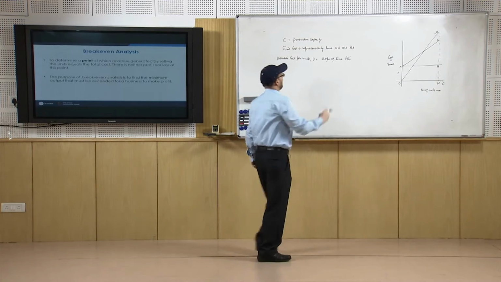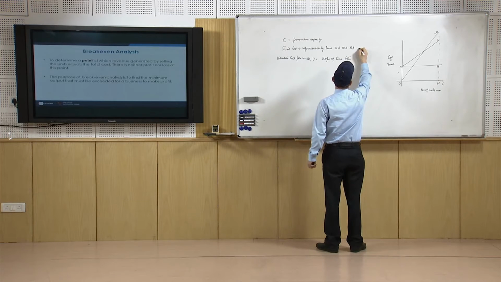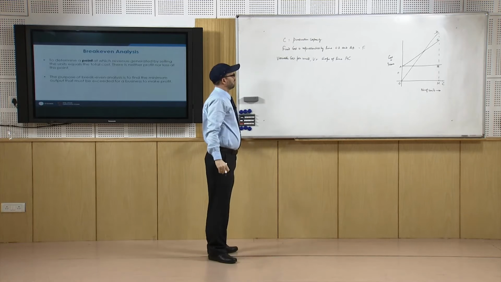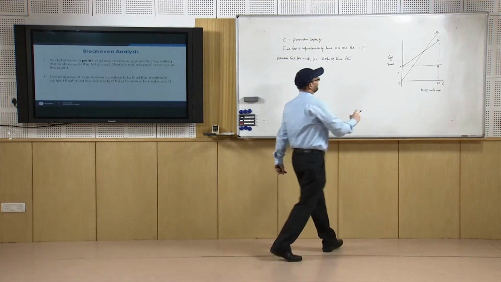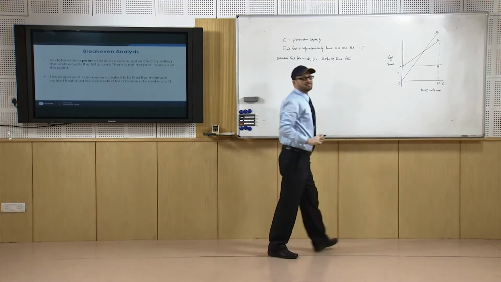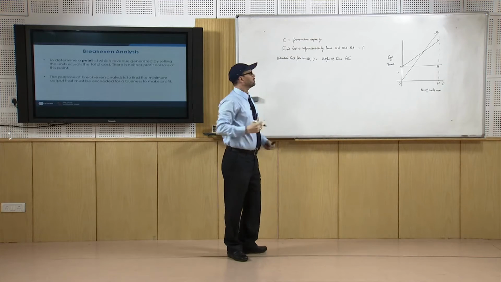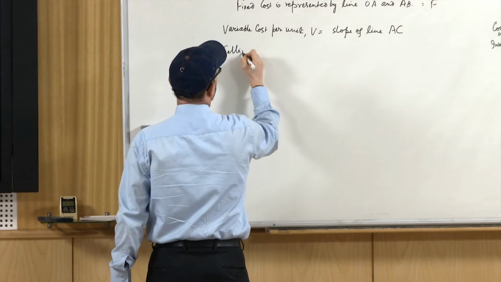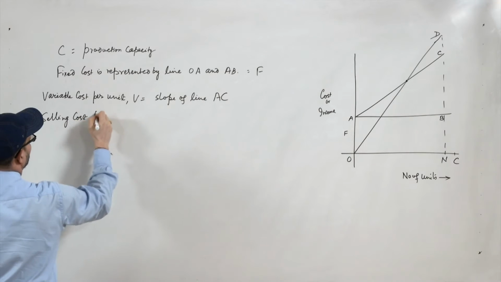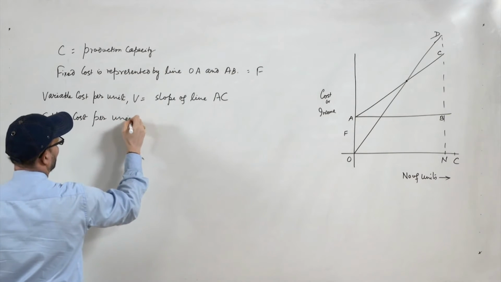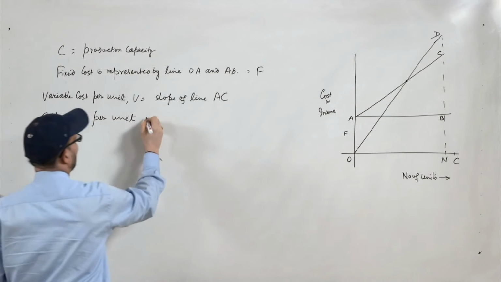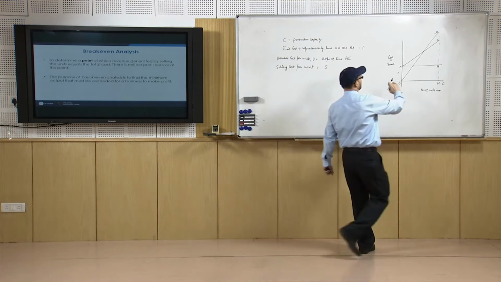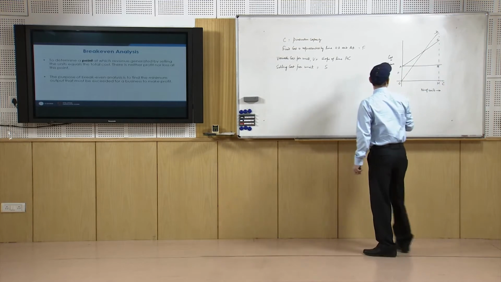Now, fixed cost we are representing as F. Now, we have OD as the income line. So, if we have the selling cost per unit, we can have it as S. So, selling cost per unit will be nothing but the slope of this line OD.